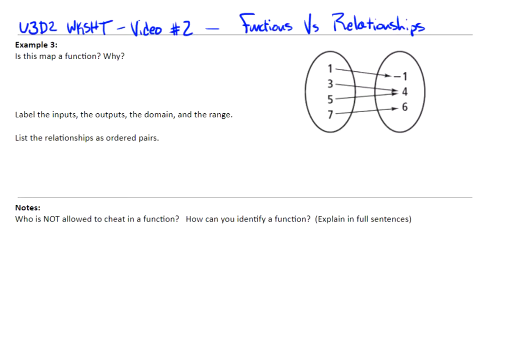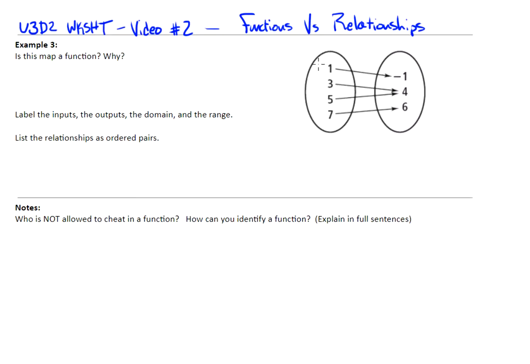We're on video 2. We might even get up to 3 videos for this worksheet here. We're again talking about functions versus relationships. I want to remind you, functions have that rule on who can and cannot cheat, and relationships just have connections. So, let's look at this right here.